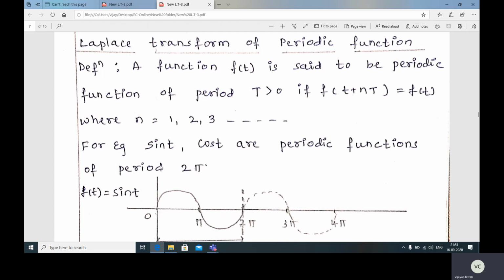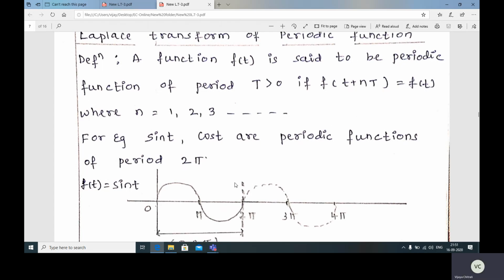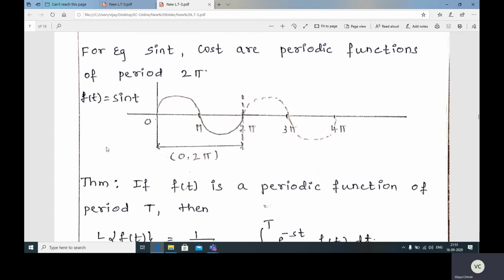Here sin t and cos t are periodic functions of period 2 pi. These are two simple examples. For sin t, we draw a figure: 0, pi, 2 pi, 3 pi, 4 pi, 5 pi, 6 pi, 7 pi, 8 pi, and so on. Start with 0, next pi, next 2 pi, right?